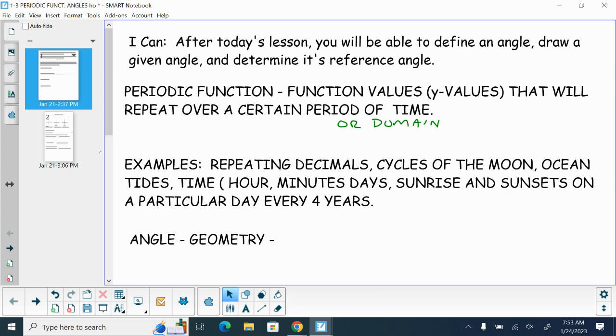Time, hours, minutes, and days. Mickey's second hand up there continues to repeat itself. His little hand, his big hand, they all continue to repeat themselves. They'll go over a specific pattern. The sunrise and sunset every 4 years, you have a periodic function. They'll be the same every 4 years on specific days. So these are just examples of periodic functions that we live with in our life.